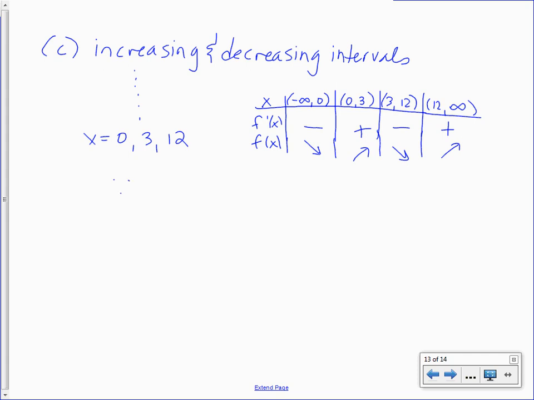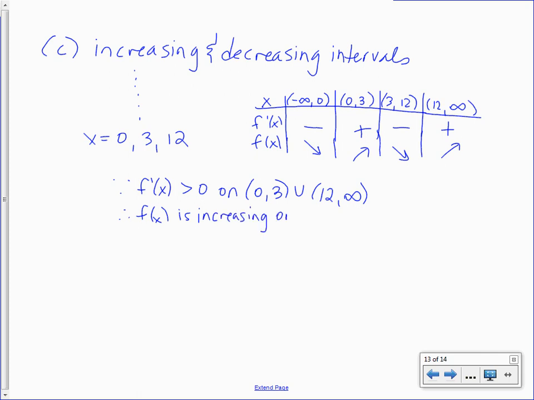So let's remember how we do this. Since f prime at x is positive, or you can say greater than 0, on what intervals? 0 to 3 and 12 to infinity. Therefore, f at x is increasing. You're all going to remember this: what's the rule about increasing intervals? Include the endpoints if they exist. So 0, 3, 12 are the legit values. So on 0 to 3 and from 12 to infinity.